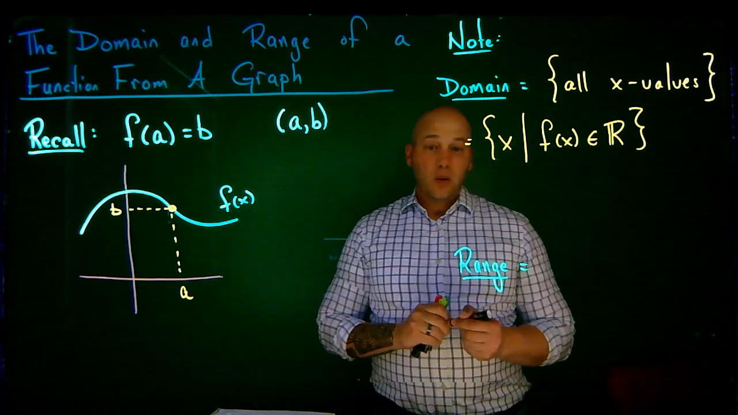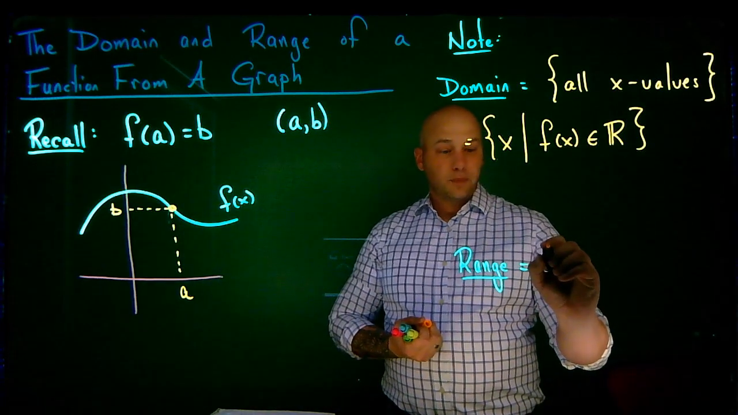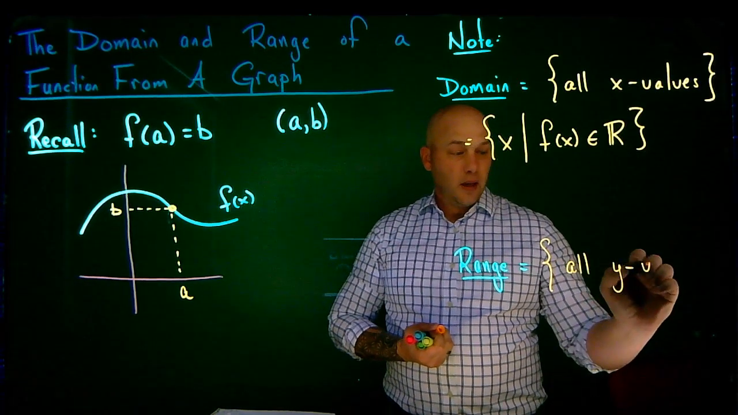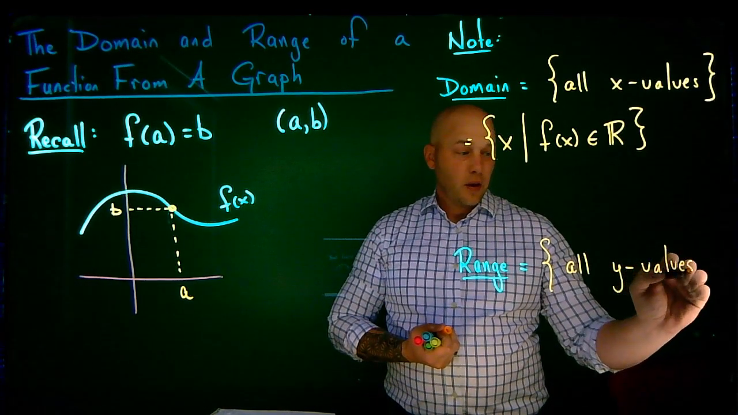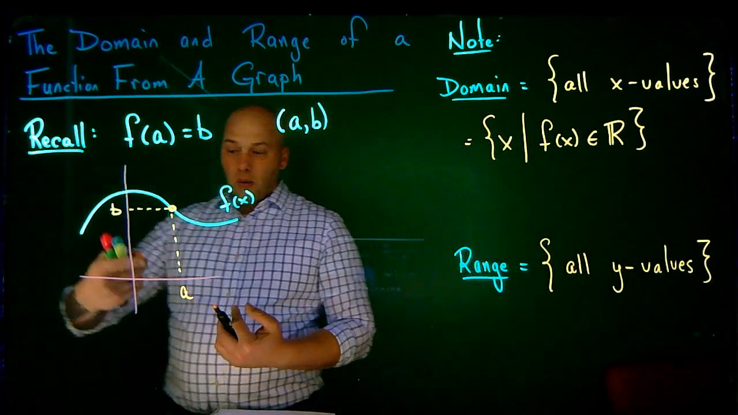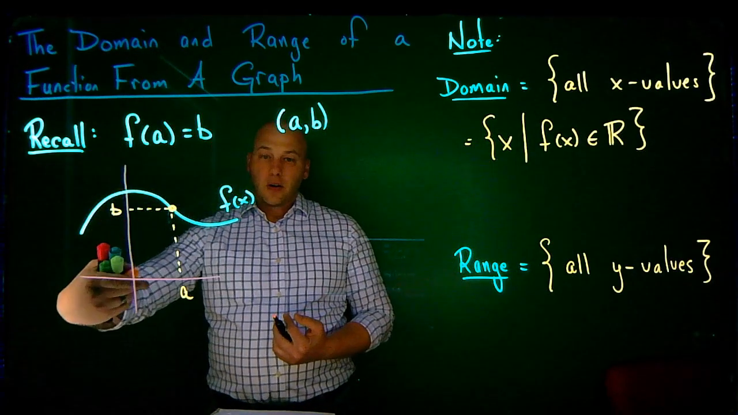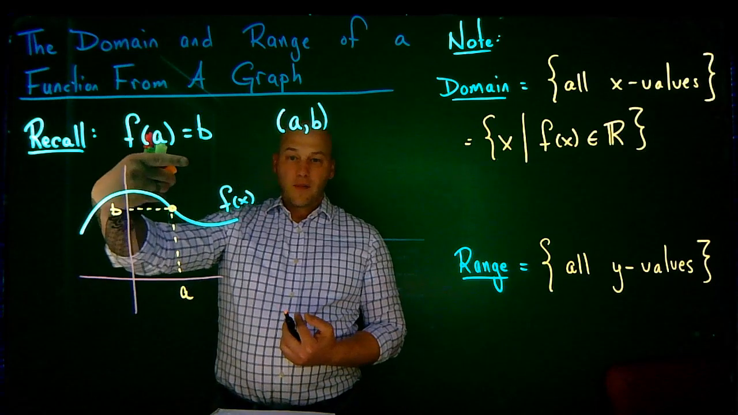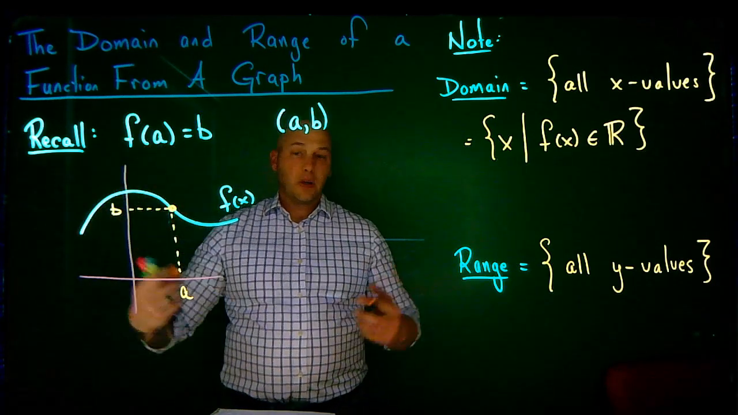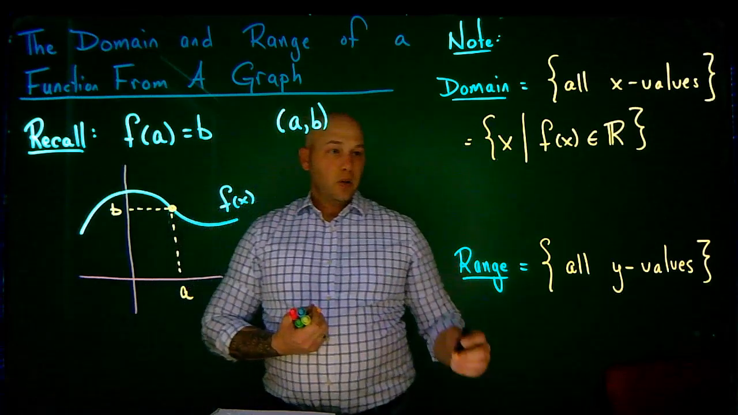On the other hand, what's the range? Well, the range, informally, and the way that we generally think and talk about it, is all y values. Y is the vertical axis, so how far does the graph go down? How far does the graph go up? Wherever we are on the y-axis where I can find a point on the graph, that would be an element of the range. But what's this a little bit more formally?